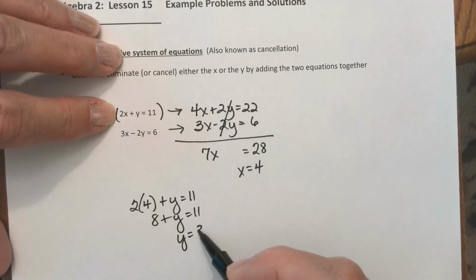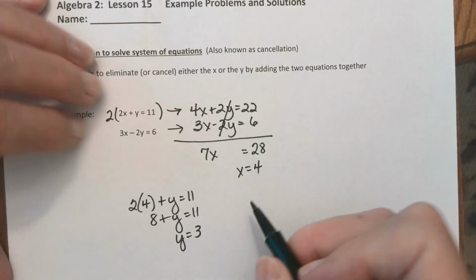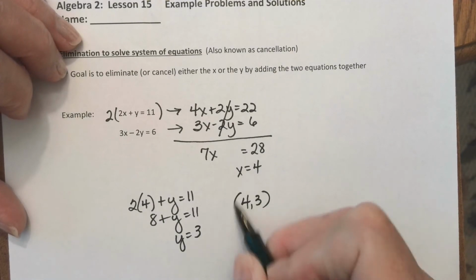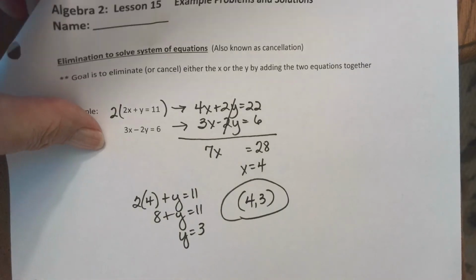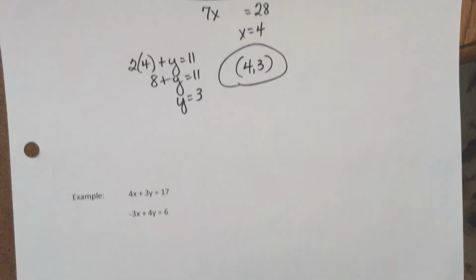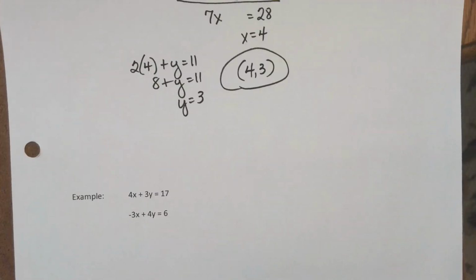So y is 3. Again, these are equations of lines. So 4, 3. This is my answer. A point of intersection. Let's try another one. Now you look at these. It's not going to be as simple.